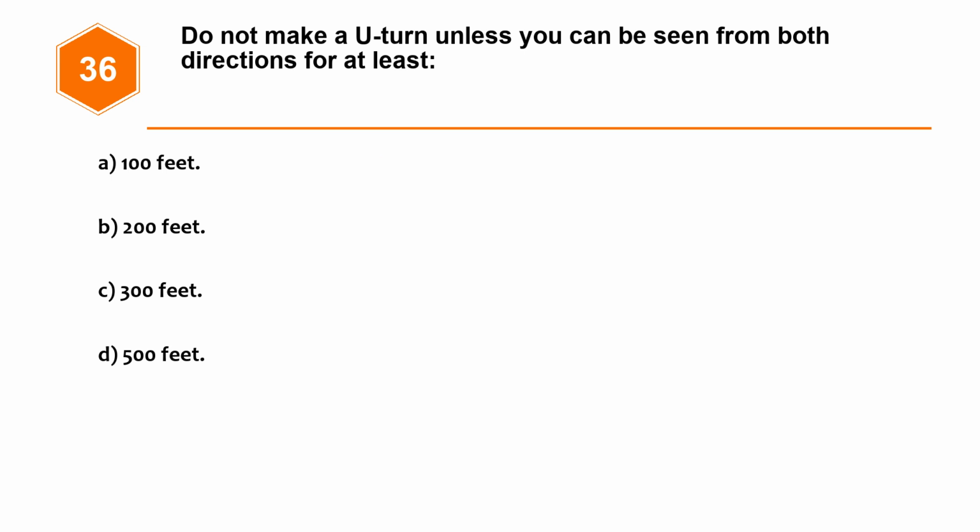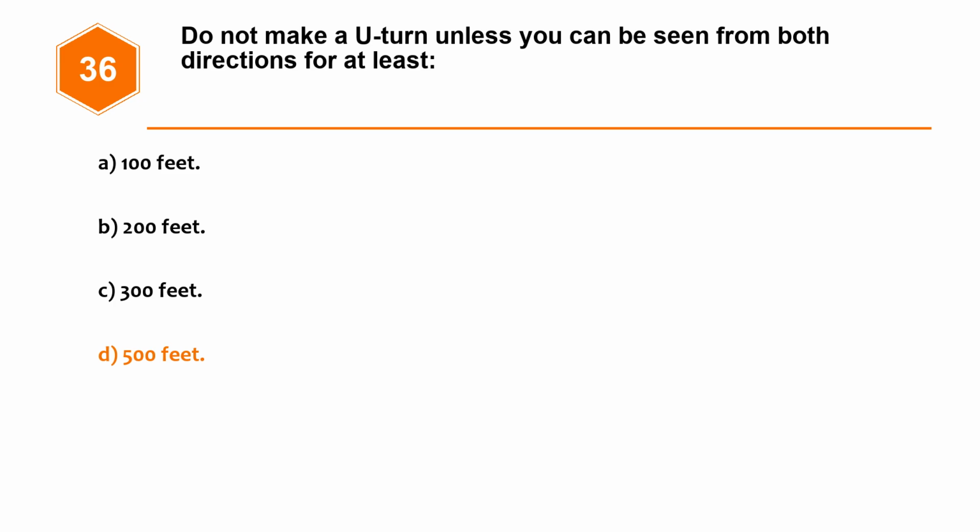Question 36. Do not make a U-turn unless you can be seen from both directions for at least Option A, 100 feet. Option B, 200 feet. Option C, 300 feet. Option D, 500 feet.